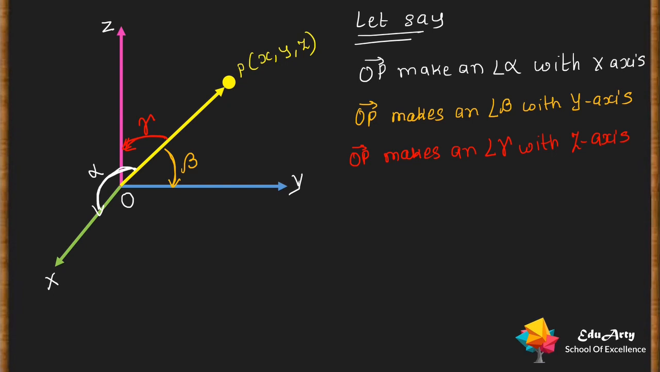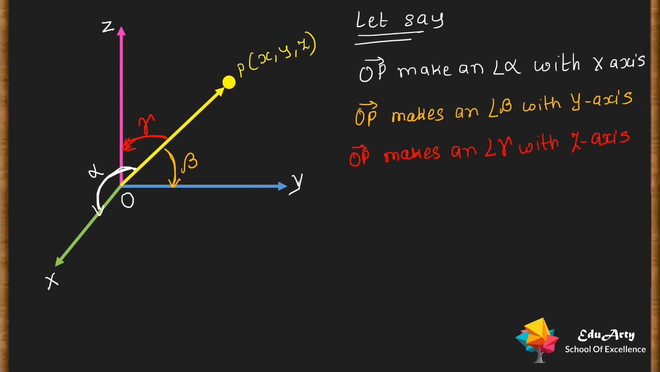Is this clear? Has everybody understood this? Simply, the OP vector is in space, so we don't know the measurement of the angle it makes with every axis, and we have called these angles alpha, beta and gamma. Also understand one thing: in reality, we do not know the direction of the OP vector. What is the direction of the OP vector?